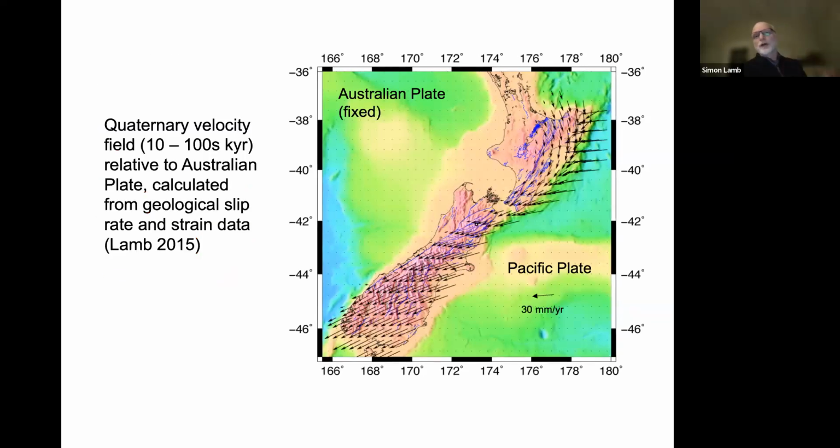And we can convert that into a velocity field by looking at the slip rates and smoothing that out. So we can produce what I call a Quaternary velocity field, a velocity field averaged over tens of thousands of years. You've averaged out the seismic cycle. We're not talking about the seismic cycle now. We're looking at the long-term velocity field calculated from the geological fault slip data.